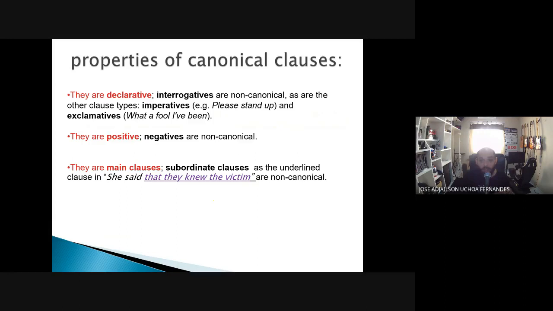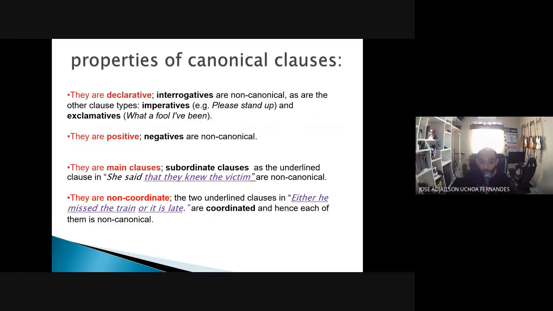This is a summary of what we have been discussing from the previous chart, from the previous table. Canonical clauses are non-coordinate. The two underlined clauses in either he missed the train or it is late are coordinated. Either and or, we call them coordinators. It is late. If you have the reference for it, you understand. He missed the train is complete information. But when I put the two ideas together with either or, then I have coordination. And then each of them is called a non-canonical clause.